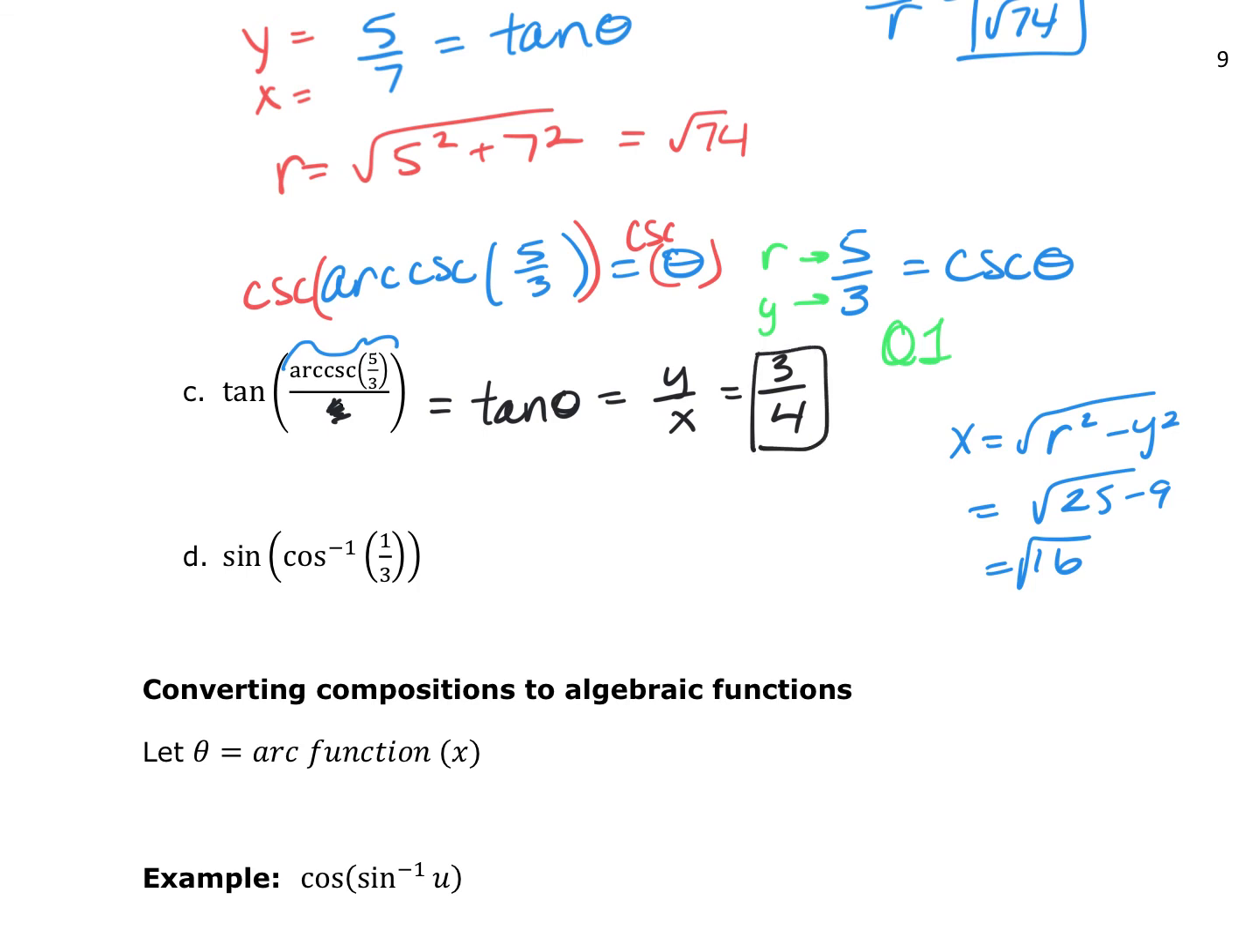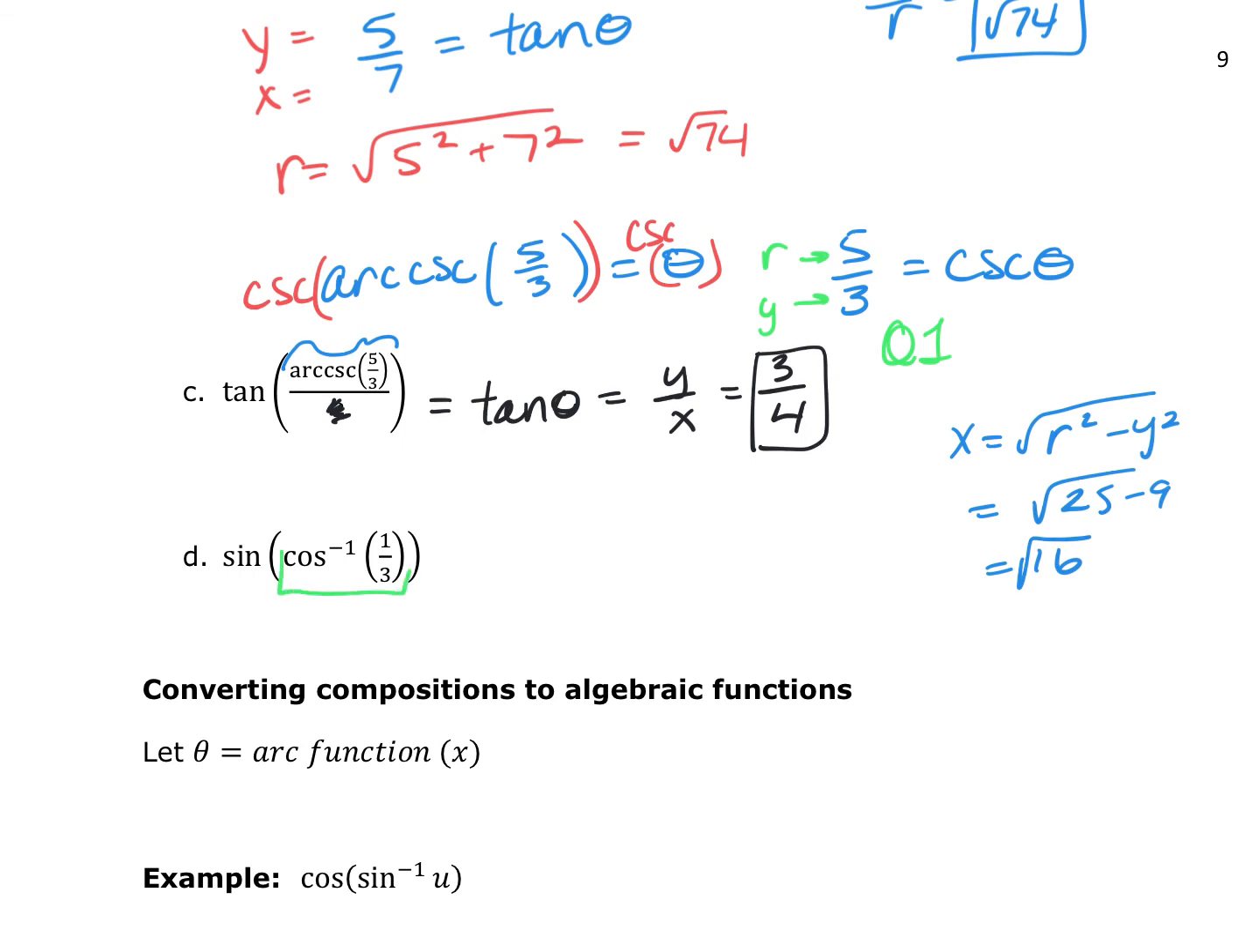And notice for all of these, I have not once had to actually find the angle. I'm not actually chasing angles this time. Let's take a look at my last example, and then we're going to do this generically. And this generically thing we're going to be doing is extremely important in calculus.